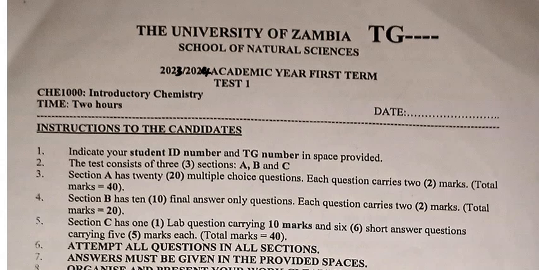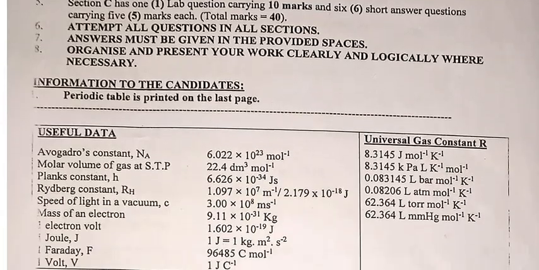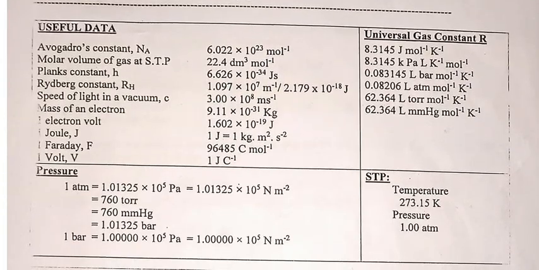And don't forget to change your video quality to HD, because the PDF were pictures that were just scanned, so they're a bit blurry, so that you're able to see the questions clearly. These are the instructions on your assessment, and we are always going to be given constants. So these are the constants that we'll be needing, and the periodic table is given at the end.